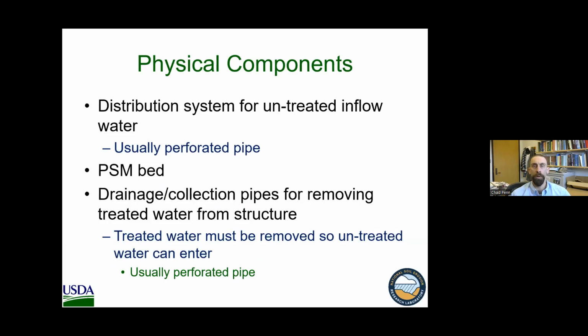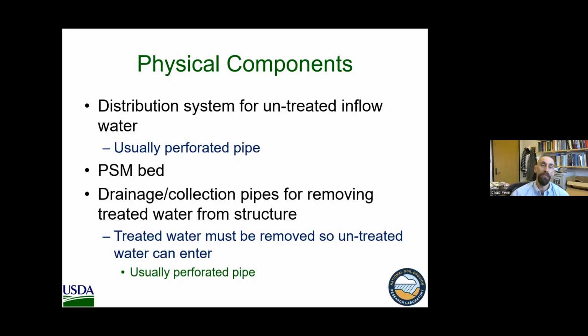So the physical components of a P removal structure, normally what you have, and there are some exceptions to this, is a distribution system of some sort for distributing the untreated inflow water, usually perforated pipes, although in some cases you can have standing water that's evenly distributed, and you'll see an example of that.